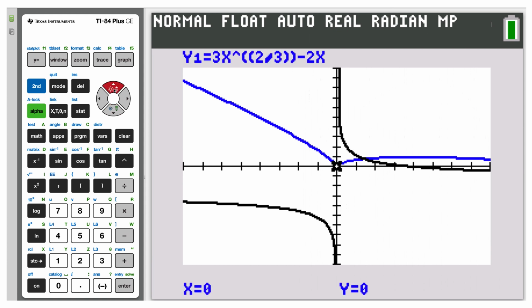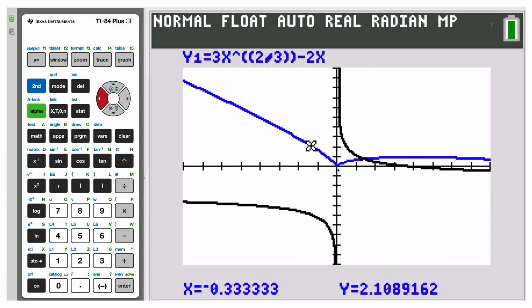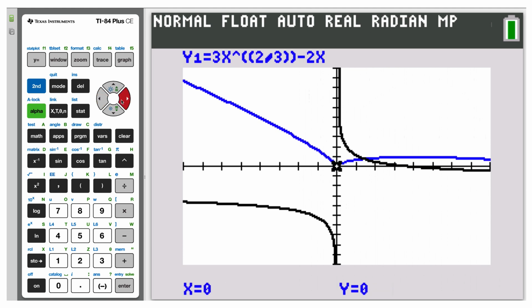As you can see on this corner right here, I'm going to trace to the left. That's a corner right there, so we don't have a derivative value. If I put my cursor right at 0, you can see when I hit the down arrow, there's no y value.